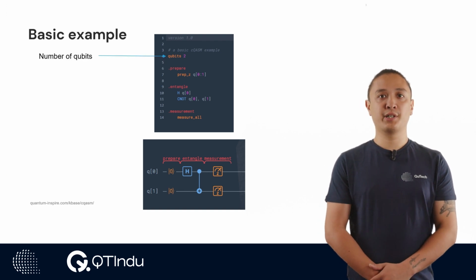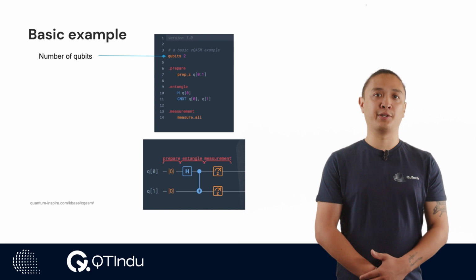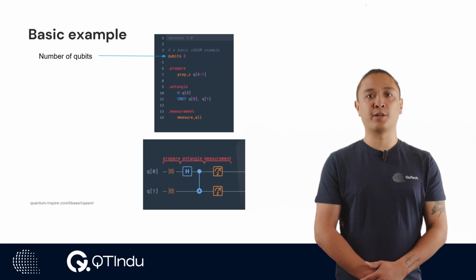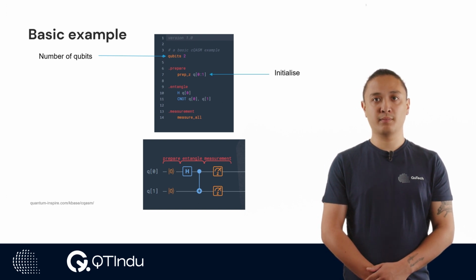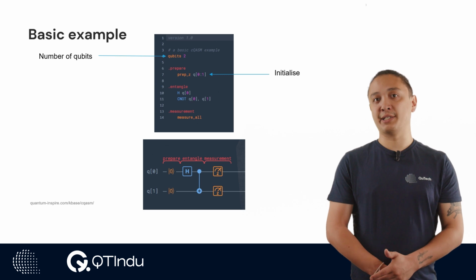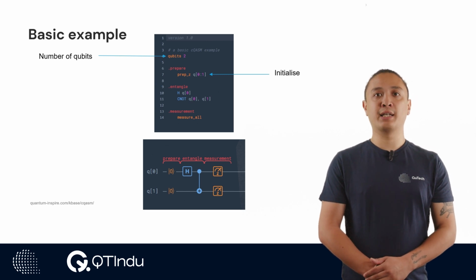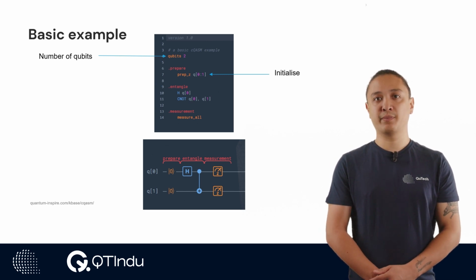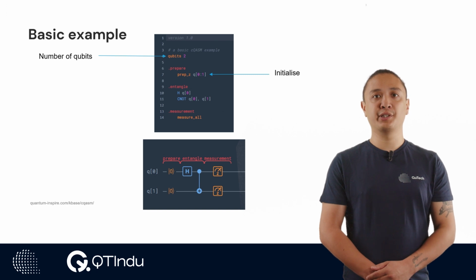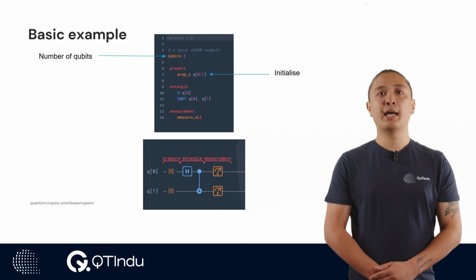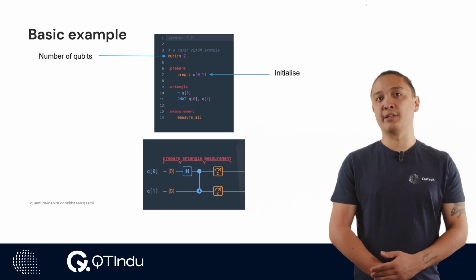First, all circuits start with specifying the size of the qubit register, as done here in command line 4. Secondly, we must initialize our qubits, specified here in line 7 by the prep_z function. Here we use range comprehension to specify the first two qubits. However, we will cover this in more detail in a few slides.